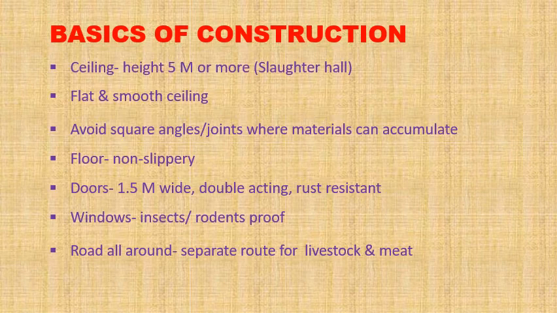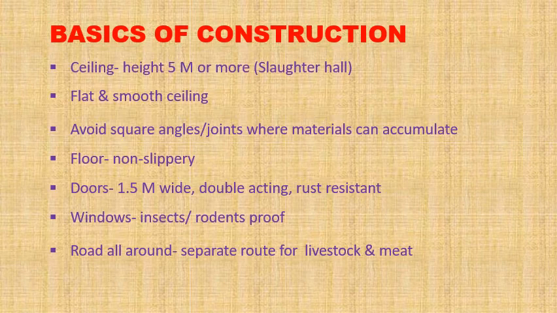Firstly, the ceiling. The height of the ceiling will be about 5 meters or more, mainly for the slaughter hall, because it has to accommodate a large number of structures with pillars for the overhead rails, etc. That's why it needs a bigger height. The ceiling should be flat and smooth. Avoid square angles or joints where materials can accumulate, that is, rough joints and angles where a lot of dirt and materials can accumulate, leading to a lot of microbial growth. Floor: it should be mostly non-slippery.